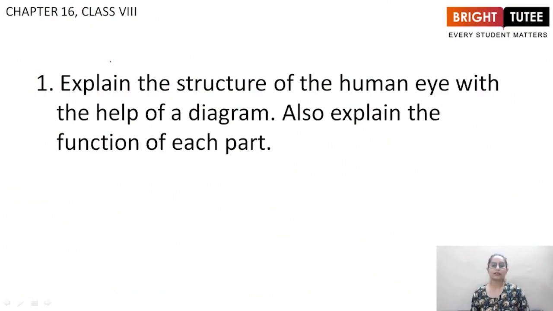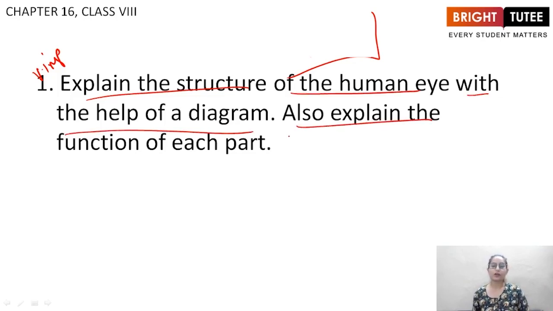Hello students, in this lecture we will be discussing the important questions for the 7th topic of this chapter. So the first question, and it is a very important question, is: explain the structure of the human eye with the help of a diagram. Also explain the function of each part. So this is a 5-mark question.